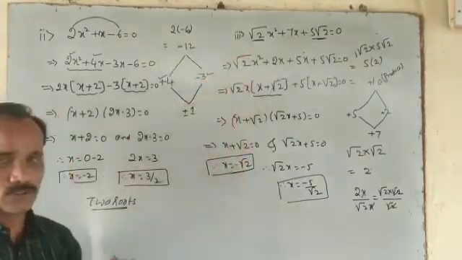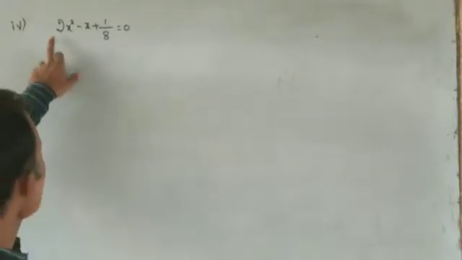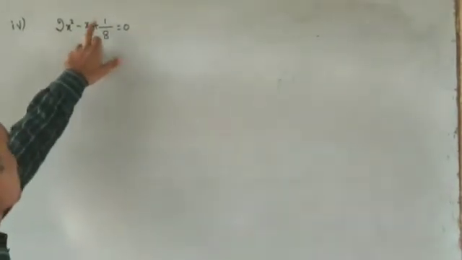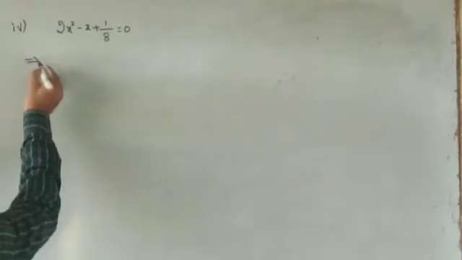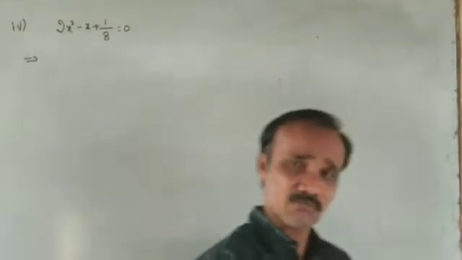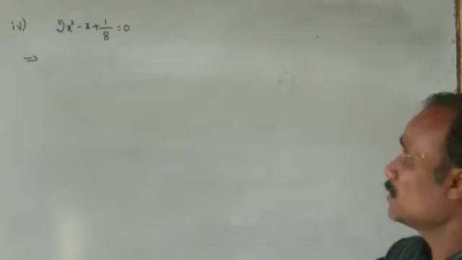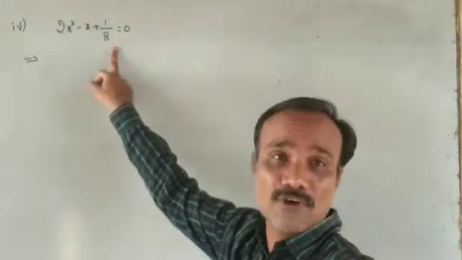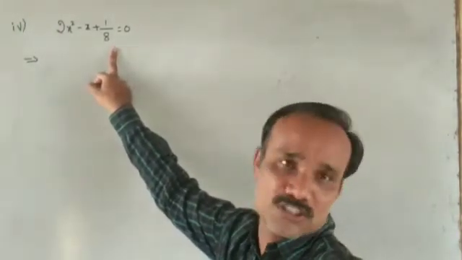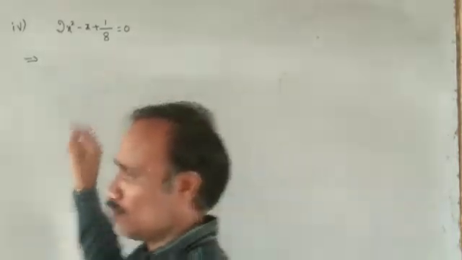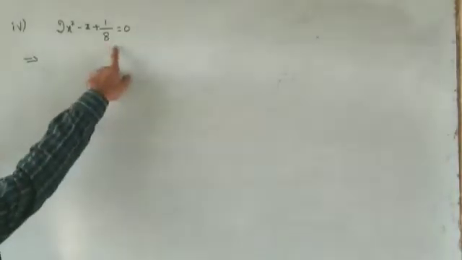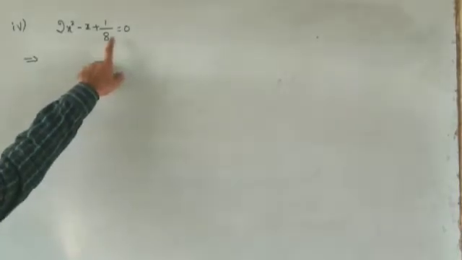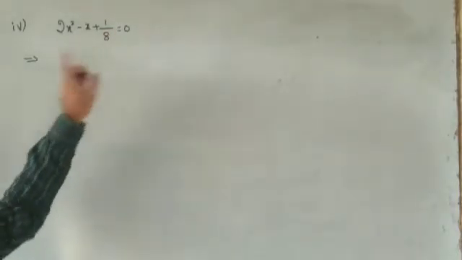Question number 2, the fourth one: 2x square minus x plus 1 by 8 is equal to 0. This is already in the form of ax square plus bx plus c is equal to 0, no problem. But the c value is in terms of a fraction, maybe you'll get some confusion here. So what you have to do? What is the denominator here? 8. Only the c term contains a fraction.